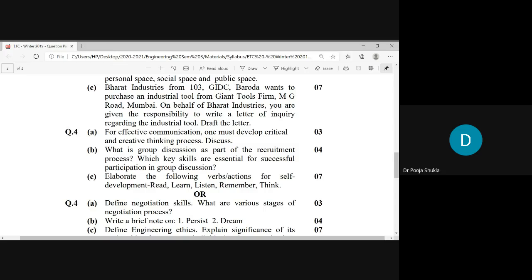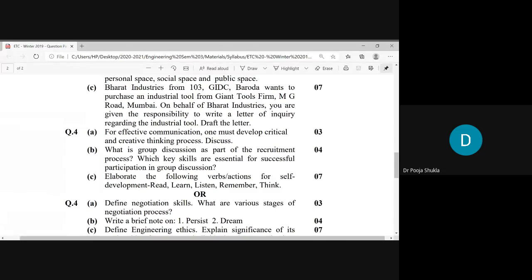Okay. Now to give you a little tip on the letter writing. Most of the times, what my experience says is, they either ask you to draft an inquiry letter or they ask you to draft a complaint and adjustment letter. Most of the times, okay? When I say most of the times, it means 90% of the time. You cannot go beyond it. 100%, I cannot tell you that they will just ask inquiry letter.